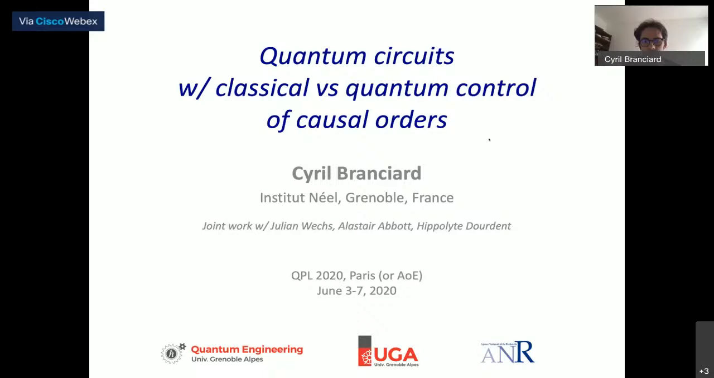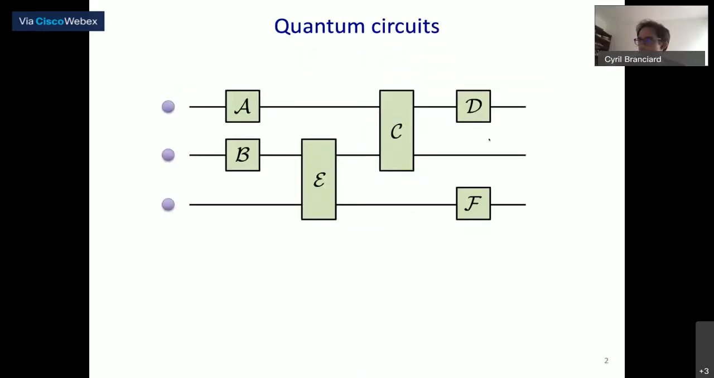All right, so given the audience here, I guess everyone knows what a quantum circuit is, but still I thought it could be useful to set up the stage. So here is what essentially everybody has in mind when talking about a quantum circuit. We have a bunch of wires which represent some quantum systems. And we have a bunch of boxes which represent quantum operations that are performed on these quantum systems.